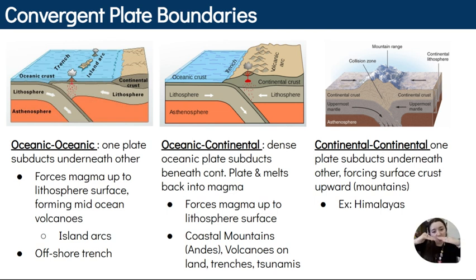It's going to subduct underneath the continental. This, again, forces magma up from the lithosphere to the surface. And this is how mountains are formed, as well as volcanoes, trenches, and tsunamis. And then continental, one plate is still going to subduct underneath one another, but the pushing of it together is going to form our huge mountains like the Himalayas.